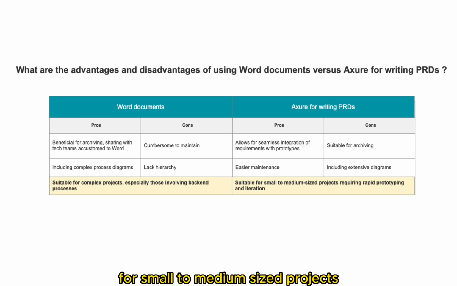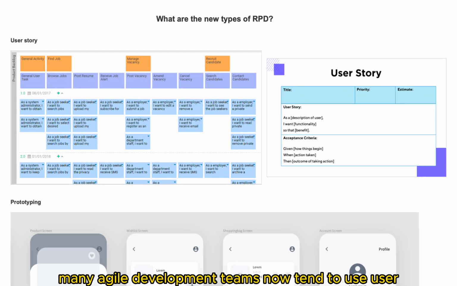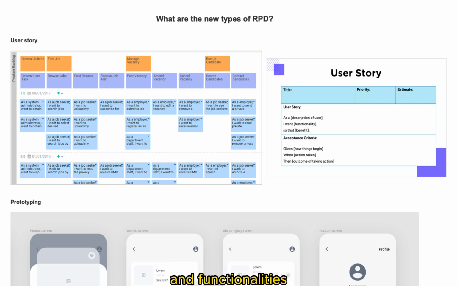For small to medium-sized projects requiring rapid prototyping and iteration, writing requirements directly on the prototype in Axure is recommended. For complex projects, especially those involving back-end processes, Word documents may be more suitable due to their support for various diagrams. Many agile development teams now tend to use user story documents to describe product requirements and functionalities.